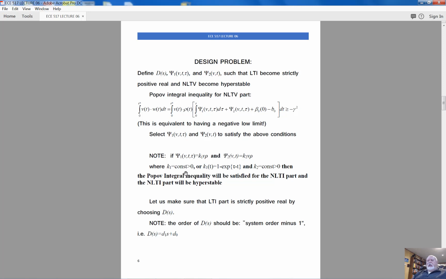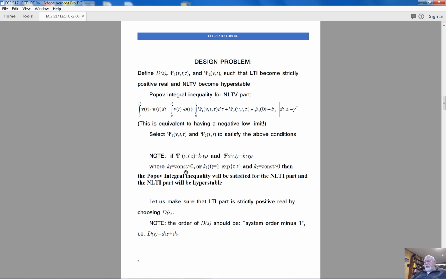Now, I don't want to talk more than necessary about this. You have to agree with me. And if you do not agree with me, then you have to work through this algebra yourself. The point is this. If I would choose psi1 equal to a constant gain, positive constant k1, times v times rho, and if I would define psi2 equal to a positive constant k2 times v times rho, this requirement will be satisfied. Okay? You may check it for yourself, but this requirement will be satisfied.